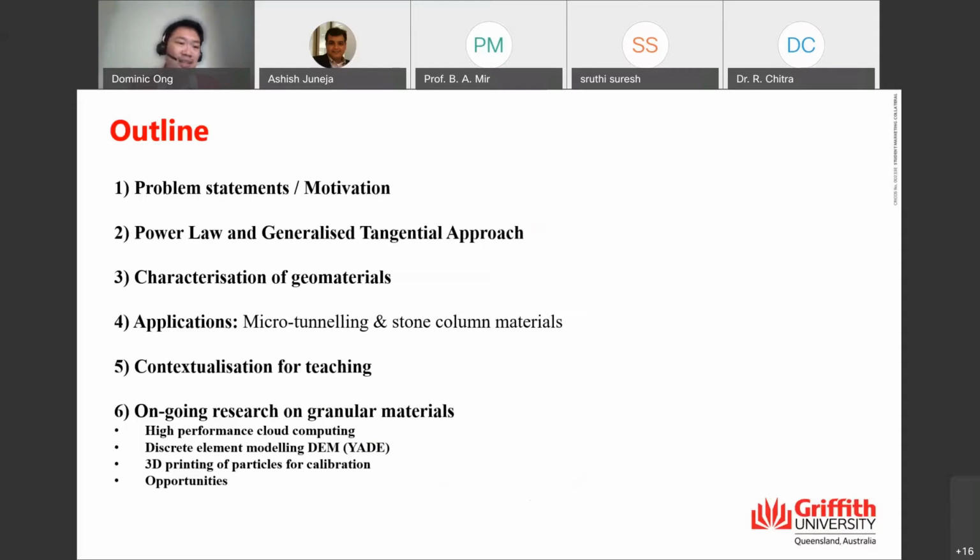And in particular, I'll be talking about two applications, micro tunneling through the pipe jacking method, as well as a floating stone column project in Vietnam. So I would like also to share with you how we characterize the granular geomaterial in order to derive some reasonable back analysis.